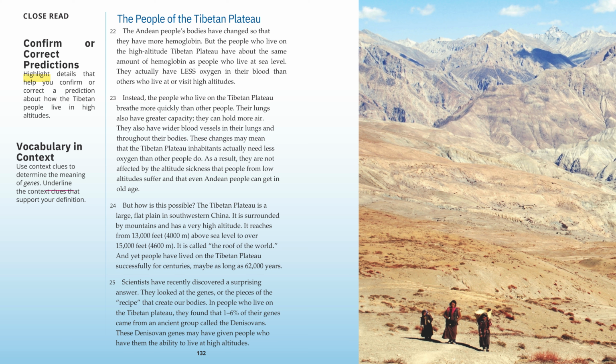Instead, the people who live on the Tibetan plateau breathe more quickly than other people. Their lungs also have greater capacity. They can hold more air. They also have wider blood vessels in their lungs and throughout their bodies. These changes may mean that the Tibetan plateau inhabitants actually need less oxygen than other people do.